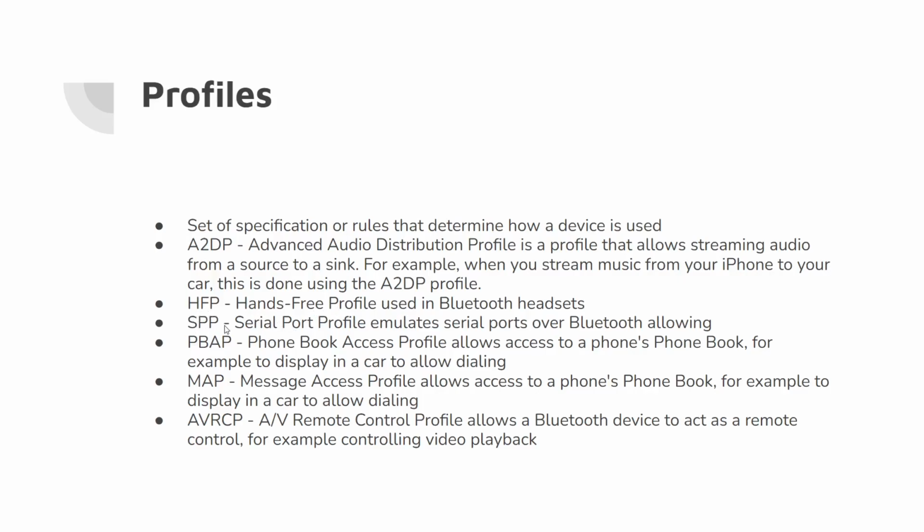There's also SPP, the serial port profile, which emulates serial ports over Bluetooth, and this is used a lot with Classic. When we look at the stack, you'll see that Bluetooth Classic and BLE have two completely different stacks, and SPP is basically emulating those RS-232 cables for data transfer. PBAP is the phone book access profile, which allows you to access your contacts or stored contacts. MAP, the message access profile, allows access to messages.